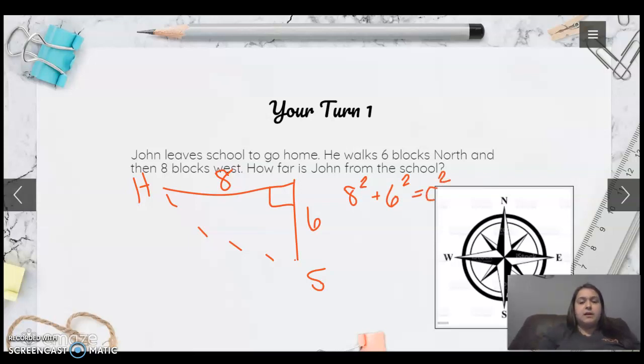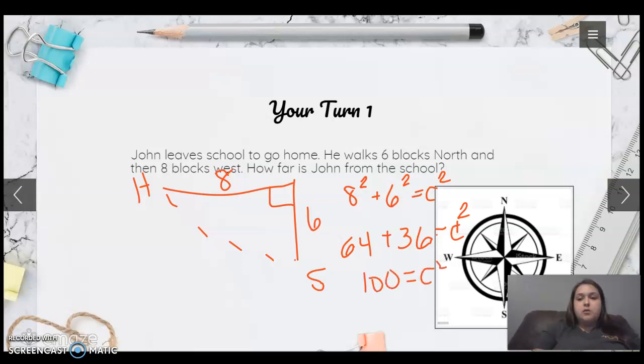I'm going to go ahead and solve that. So 8 squared is 64, plus 36, which is equal to C squared. So after this, 64 plus 36 is 100, which is equal to C squared. In order to solve for C, I need to get rid of that squared. So now I know that C is equal to 10.